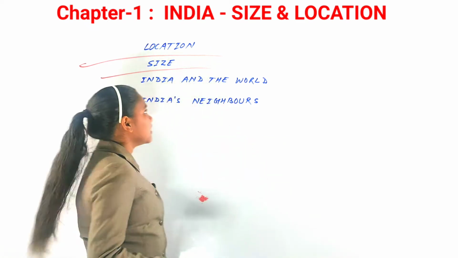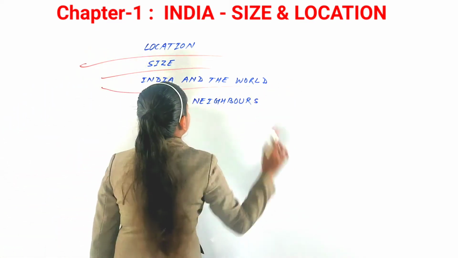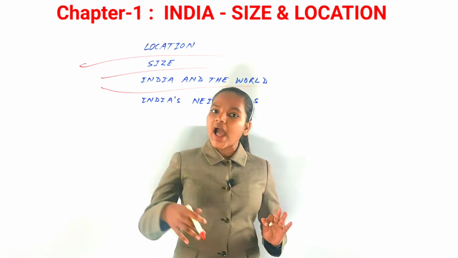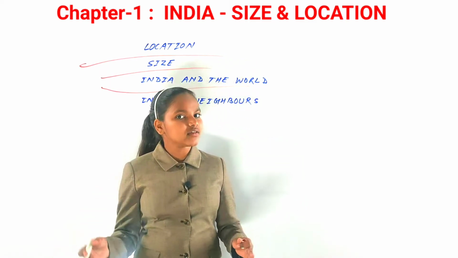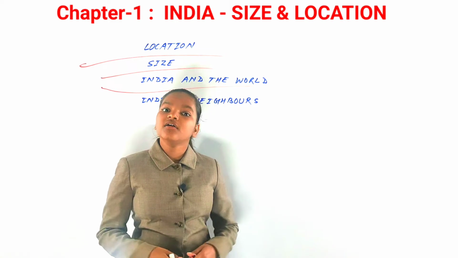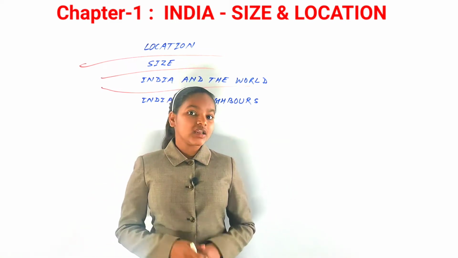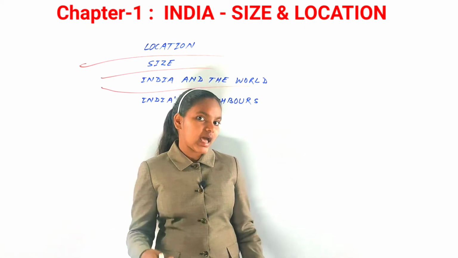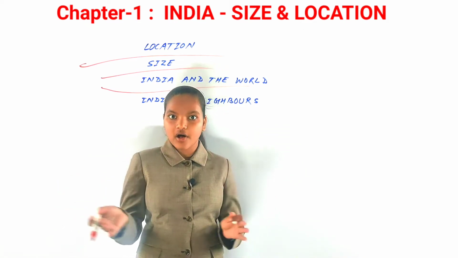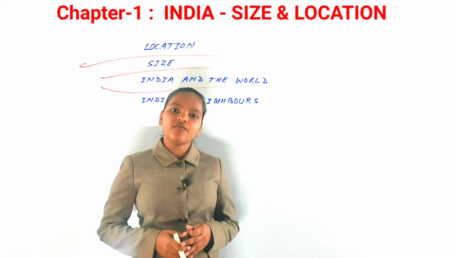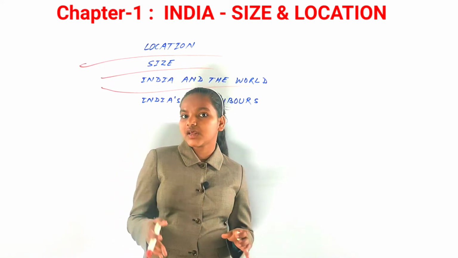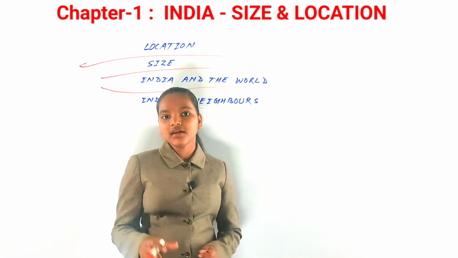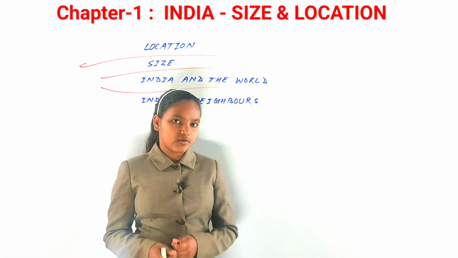Now our next topic is India and the world. Here we have seen the location and size of our country. Now what about India and the world? Because we are studying India and the contemporary world, we must know the relationships between India and other countries as well. Now if we talk about India and the world, there are ocean routes that connect India to the other countries of Asia.